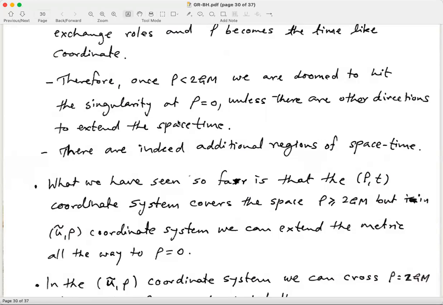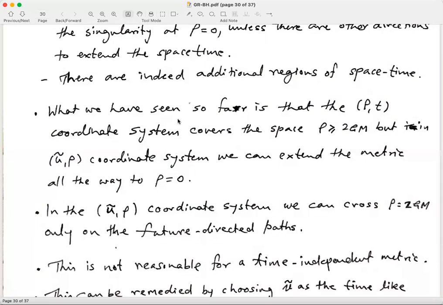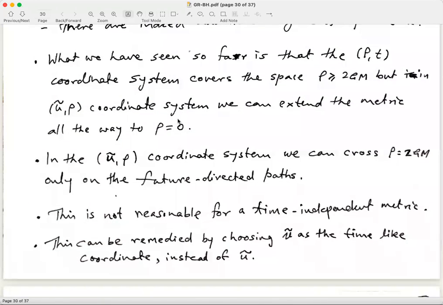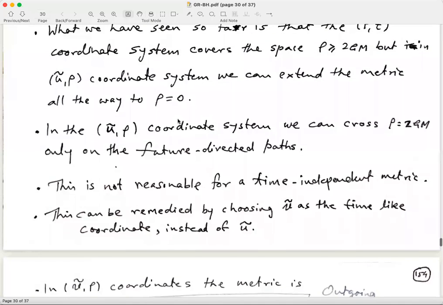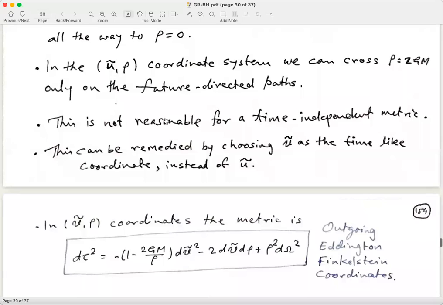So what we have seen so far is that the coordinate system rho and t covers the space rho greater than or equal to 2GM. But if you go to an Eddington-Finkelstein type coordinate system, then we are able to cover the space all the way to rho equals 0. So in the u tilde and rho coordinate system, we can look at all the future directed paths which would cross rho equals 2GM.